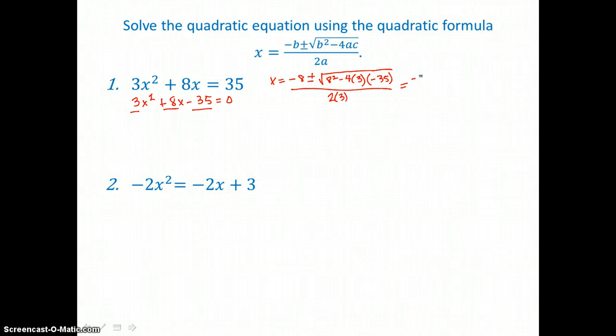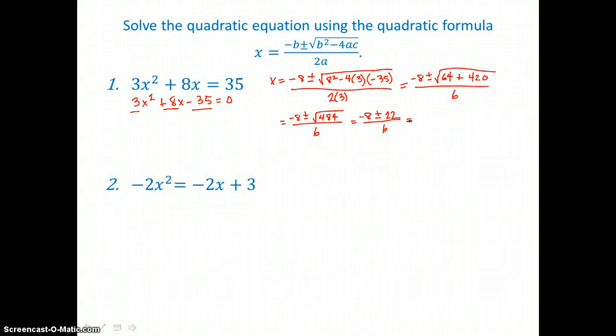Okay, simplifying in the top, I have negative 8 plus or minus. Underneath this radical, I have two products. I have 8 squared, which is 64, and then I'm going to get a positive product here, 12 times 35, and I'll just use my calculator to get that value, 420. And in the denominator, 2 times 3 is 6. Okay, so I'm getting negative 8 plus or minus the square root of that sum underneath the radical, which is 484. And if I run that through my calculator, I find that 484 is a perfect square. So I'm going to get negative 8 plus or minus the square root of 484, which is 22.